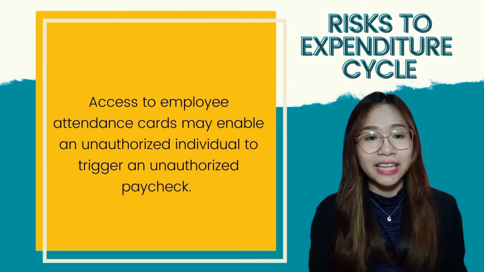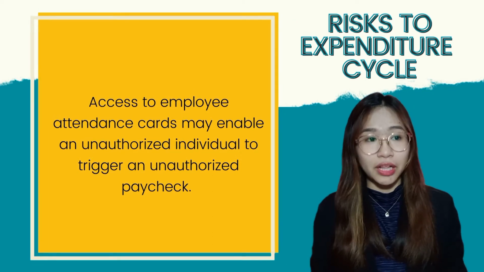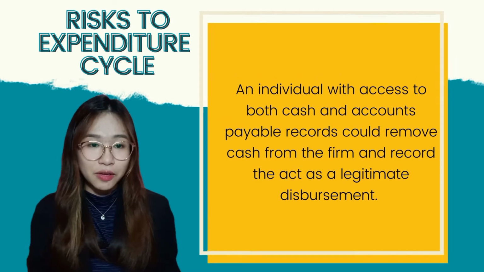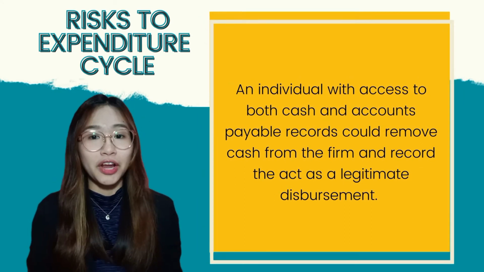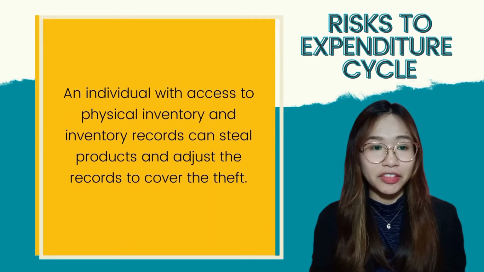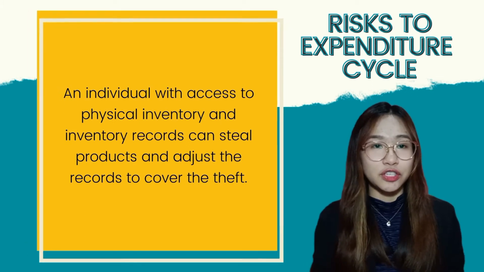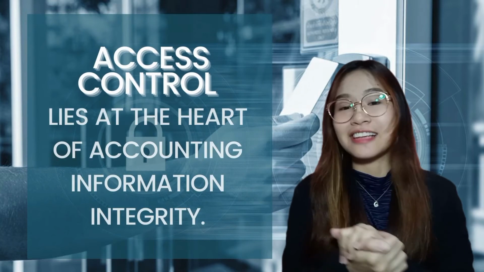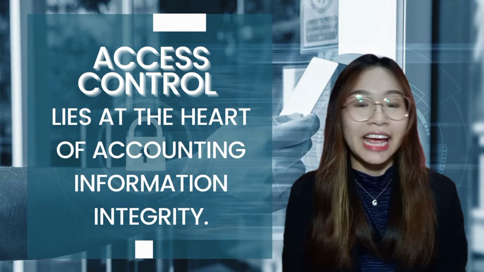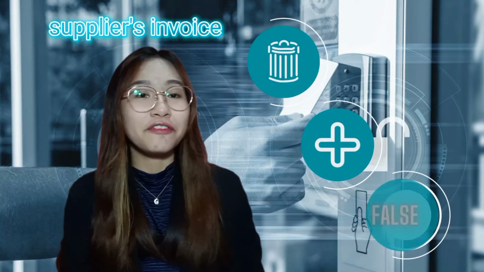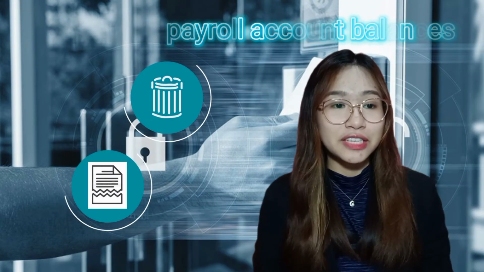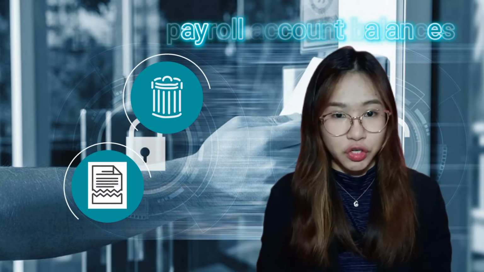Second, access to employee attendance cards may enable an unauthorized individual to trigger an unauthorized paycheck. Third, access to both cash and accounts payable records could remove cash from the firm and record it as a legitimate disbursement. Fourth, access to physical inventory and inventory records can allow someone to steal products and adjust the records to cover the theft. Testing access controls. Access controls lie at the heart of accounting information integrity. In the absence of adequate controls, supplier invoices can be deleted, added, or falsified. Payroll account balances can be erased or the entire accounts payable file can be destroyed.